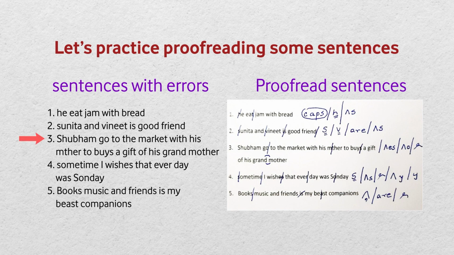Okay. The third sentence, Shubham go to the market with his mother to buy a gift of his grandmother. So here I have a subject verb agreement problem. I also have a problem with a preposition, and I have a problem with 2 words, one word being split into 2 when it should be a single word.